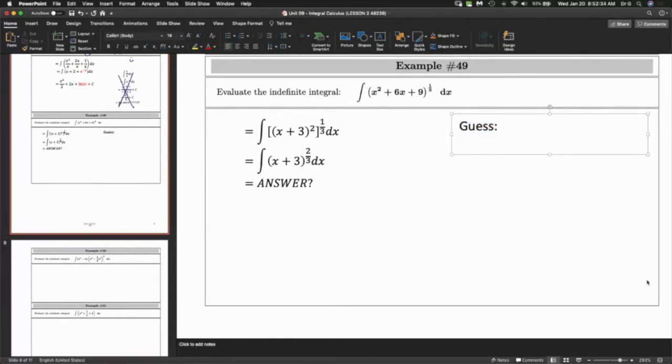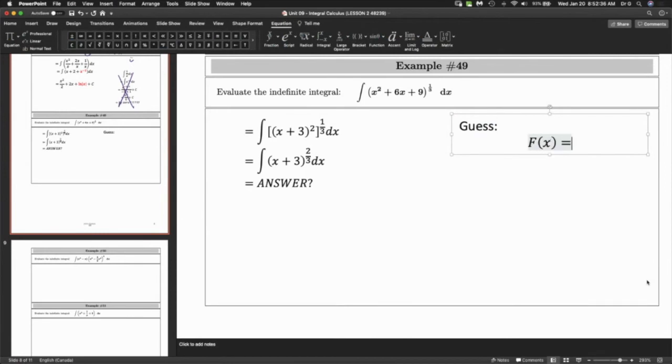I'm going to guess what the antiderivative is. The way that I'm going to do that is I'm going to look in the brackets here and see that the exponent is 2/3. I'm going to guess that the antiderivative is 2/3 plus 1. So I'm just going to guess that's the antiderivative. And instead of writing 2/3 plus 1, I'm just going to write it as a single fraction. So 2/3 plus 1 is 5/3.